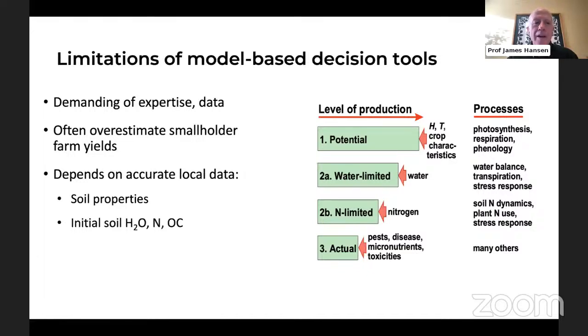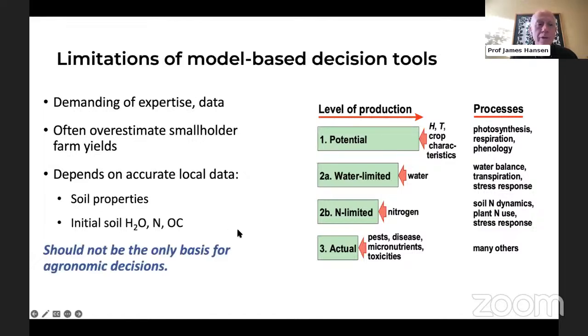They require a lot of data, and in the case of soil, those data should be very local. Well, that's true also of weather data, but there has been progress in developing high resolution, high quality weather data in many African countries. But soil data is still a constraint, and soil properties can vary a great deal over small distances. And initial soil water content, soil nitrate content, organic carbon, that can also vary a lot from year to year. So unless these are measured on farm or at the field level, results could be misleading.